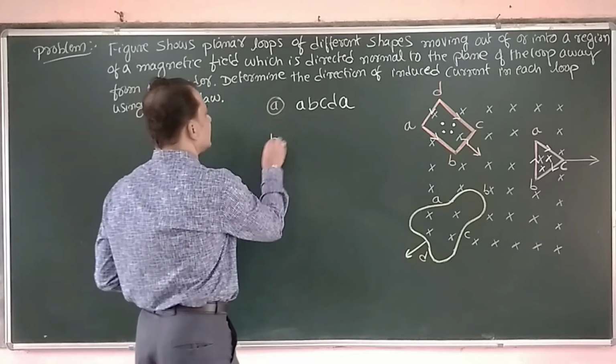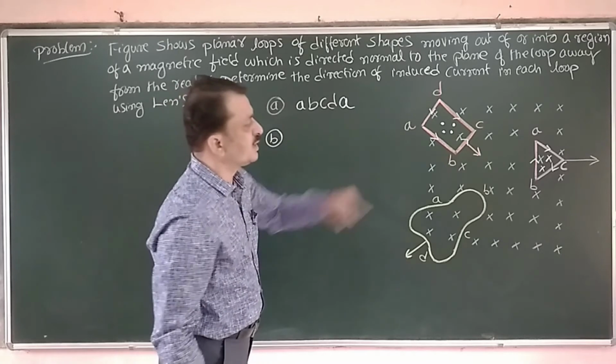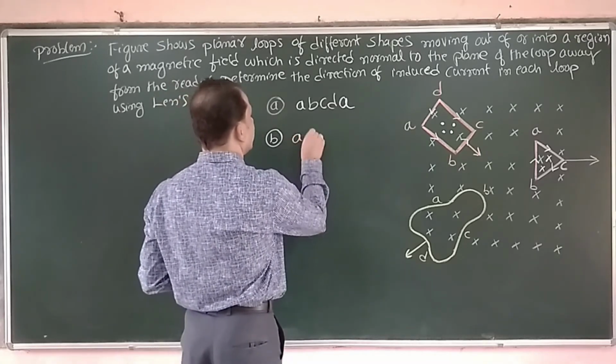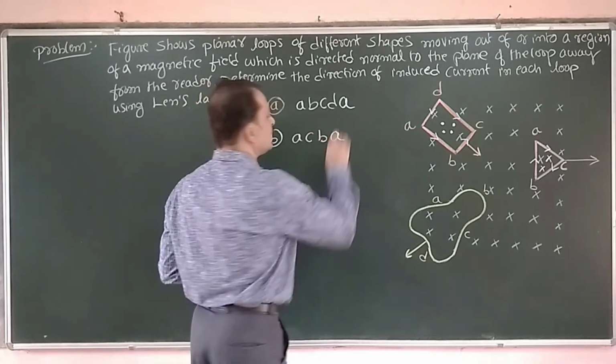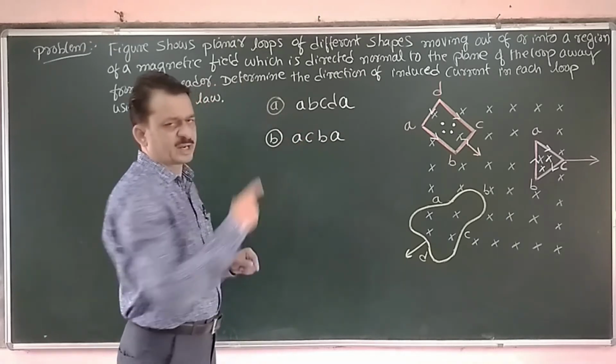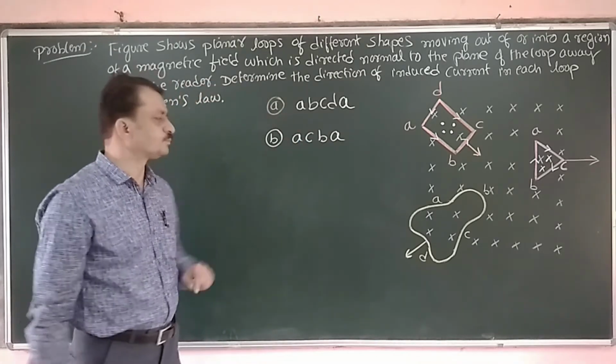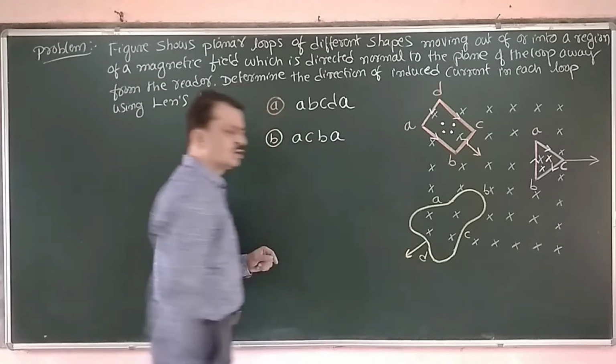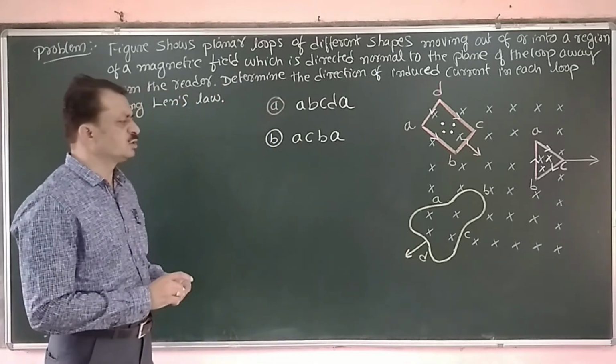Therefore, for the second case, the path of the current is along A, C, B, A in that direction. Clear? Similarly, for the third loop, you can work it out.